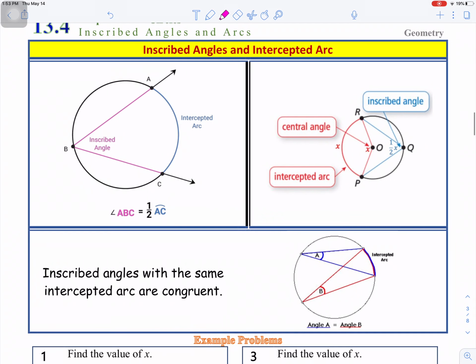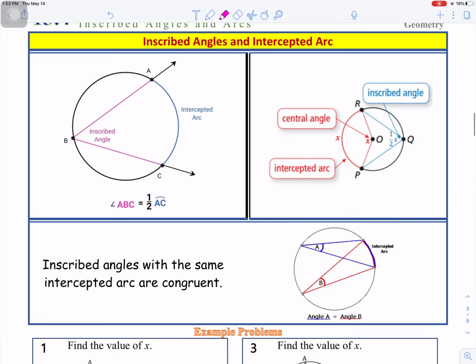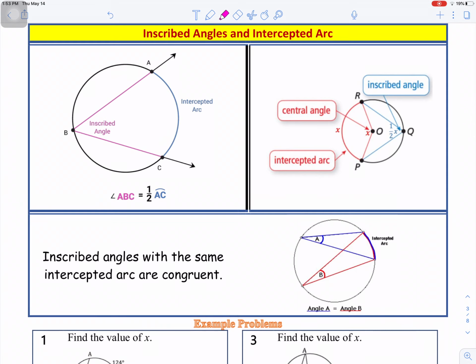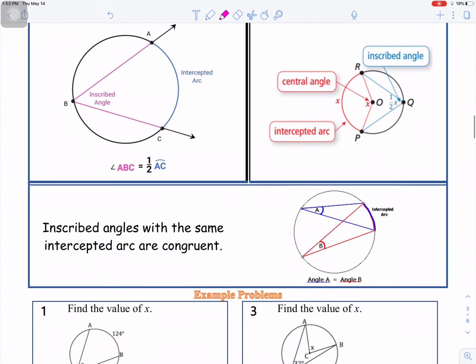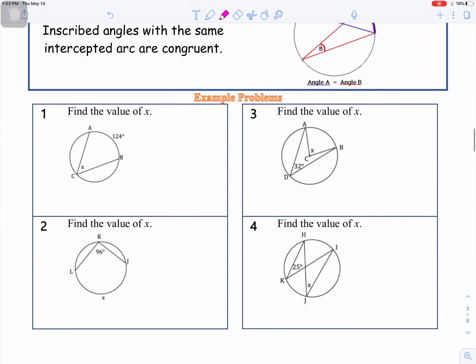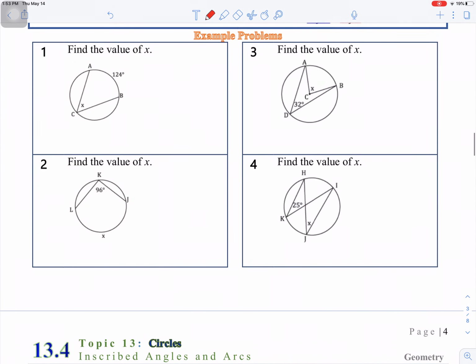Okay, so here's just a little fact sheet for you. You have your central angle, your intercepted arc, and your inscribed angle. And here's some problems for us to work on, okay? Here you're going to say, okay, the angle is half of the arc. So do 124 divided by 2 is 62.